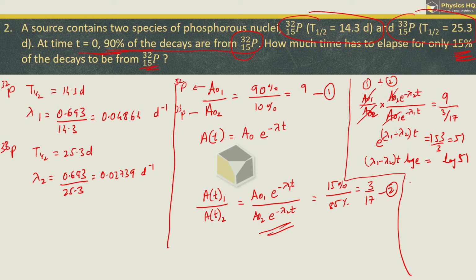So from this we will have t is equal to 2.303 log of 51 और यहाँ पे lambda 1 और lambda 2 का वैल्यूज पुट कर देते हैं. So lambda 1 is 0.04864 minus 0.02739. This will give you the final time as 186.6 days. Hope you all understood this. Next वाला सम देख लेते हैं.